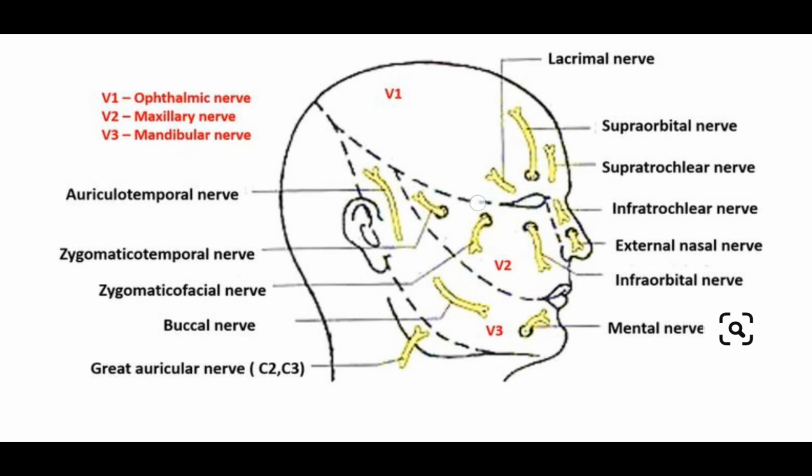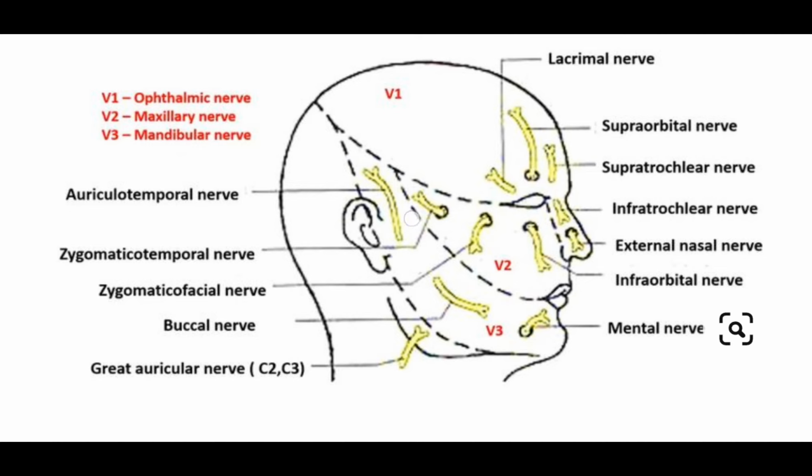Then we have zygomaticofacial and zygomaticotemporal. Zygomaticofacial and zygomaticotemporal are both branches of the zygomatic nerve. Zygomaticofacial innervates the skin on the cheek and zygomaticotemporal innervates the skin on the temple. Then we have the mandibular nerve. The first branch is the mental nerve in the region of the chin, and it comes from the inferior alveolar nerve and will be innervating the chin and the inside of the lower lip. Then we have the buccal nerve. The buccal nerve is innervating the skin and mucosa of the cheek and part of the gums.